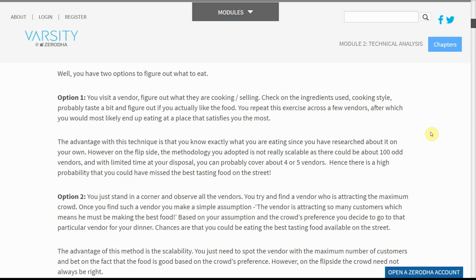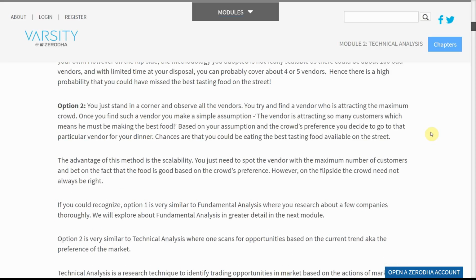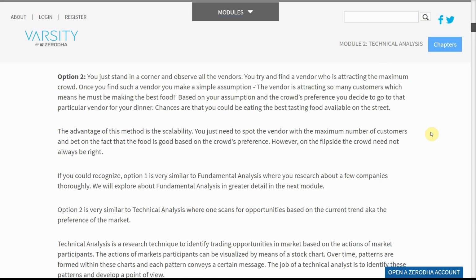Option 2. You just stand in a corner and observe all the vendors. You try and find a vendor who is attracting the maximum crowd. Once you find such a vendor, you make a simple assumption: the vendor is attracting so many customers, which means he must be making the best food. Based on your assumption and the crowd's preference, you decide to go to that particular vendor for your dinner. Chances are that you could be eating the best tasting food available on the street.